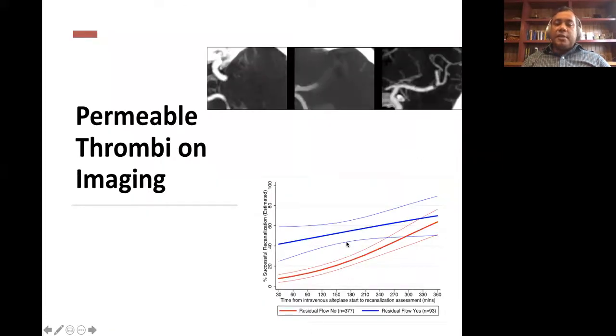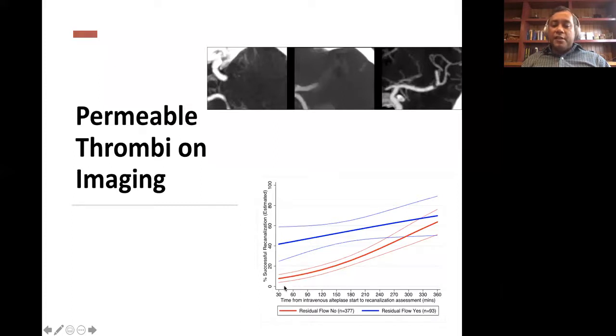And this is some data from the INTERSECT study that shows that. If you see the figure here, blue is plotting out patients with permeable clots. Red is plotting out patients without permeable clots. And on the y-axis is percentage successful recanalization, and on the x-axis is time.